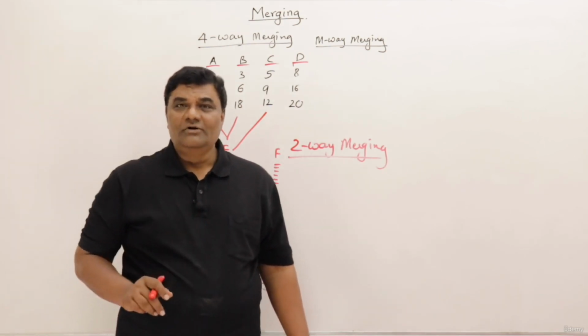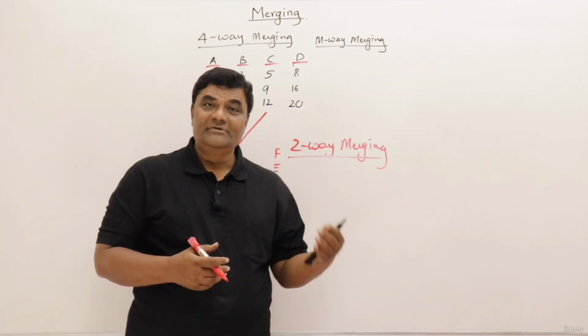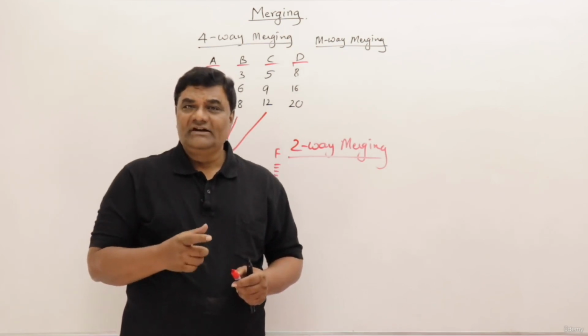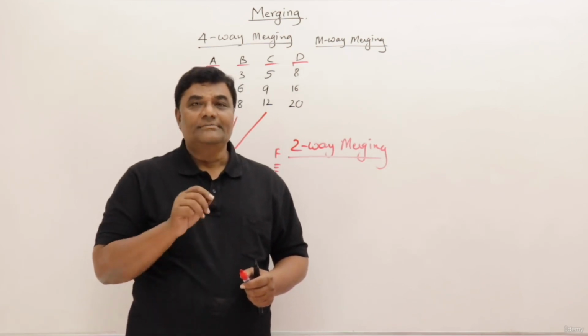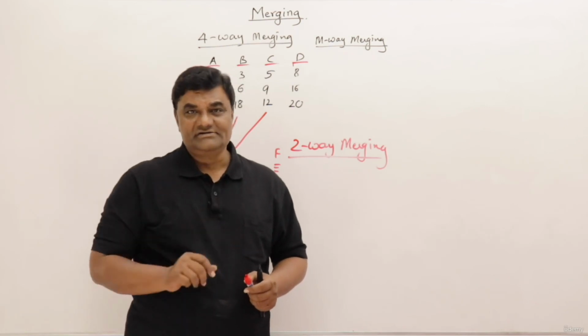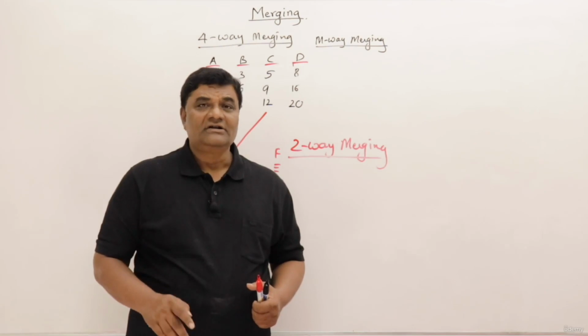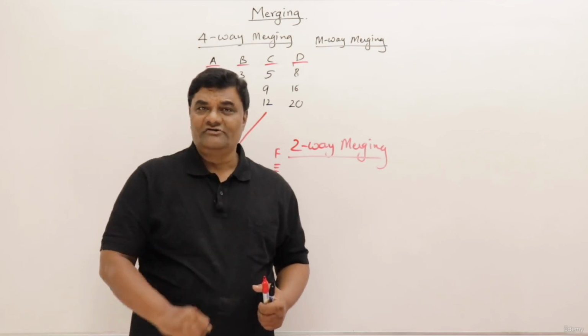So that's all about 4-way merging, M-way merging or 2-way merging. Now in the next videos we will be looking at merge sort, and merge sort uses 2-way merging. We will look at the iterative version of merge sort as well as the recursive version of merge sort.